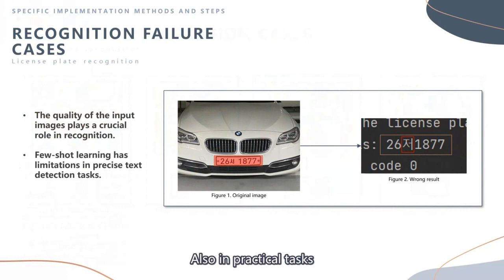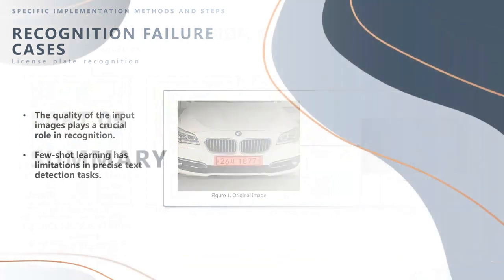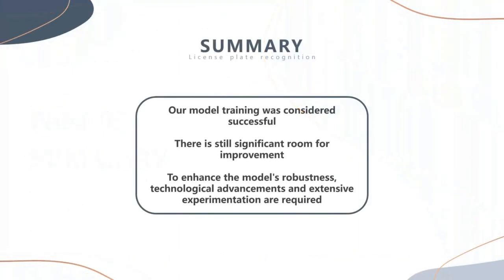Also, in practical tasks requiring precise text recognition, few-shot learning has certain limitations. Even though few-shot learning models tend to have better generalization, its generalization ability may not be as reliable. Thus, it requires the implementation of additional techniques to improve its generalization ability. In summary, while we consider the training of our model successful, there are still challenges to overcome in practical applications. To enhance the model's robustness, technological advancements and extensive experimentation are still necessary.